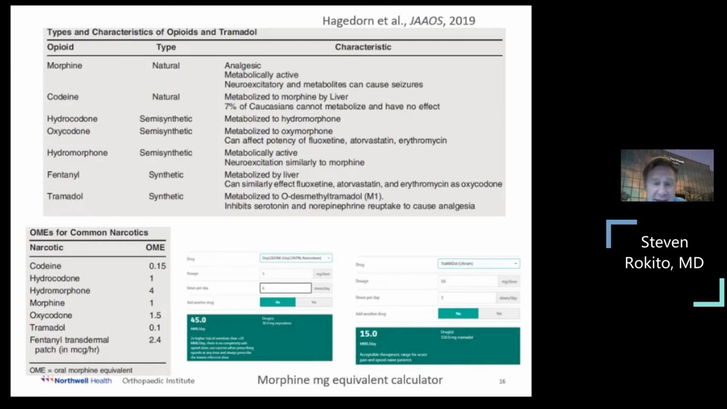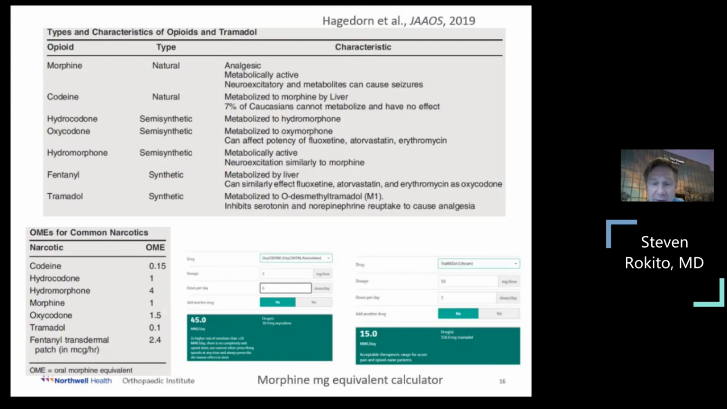So if I'm sending a patient out after surgery on, for example, oxycodone, which is a commonly prescribed medication, at a 5 milligram dose, and we're giving them 2 every 8 hours, a total of 6 doses, that's 30 milligrams of oxycodone. Where does that fall in the spectrum of morphine milligram equivalents? Well, given that ratio that you can see in the chart on the left, that will equate to about 45 morphine milligram equivalents per day.